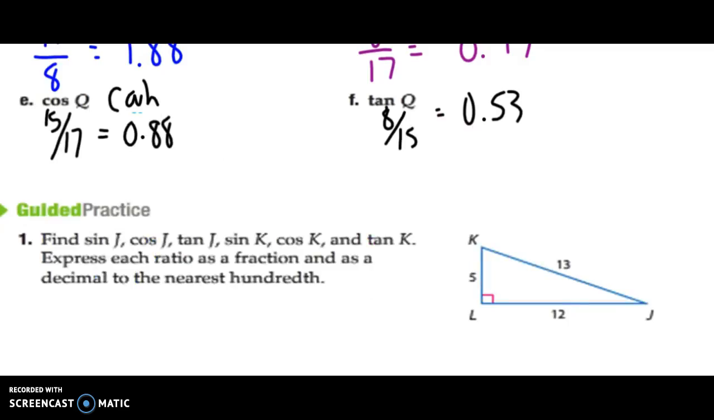Here's a guided practice problem. You can find the sine, cosine, and tangent of J and the sine, cosine, and tangent of K.